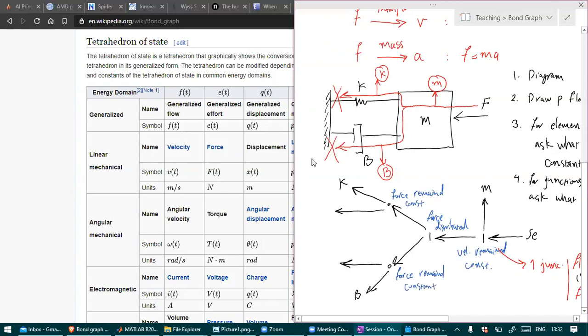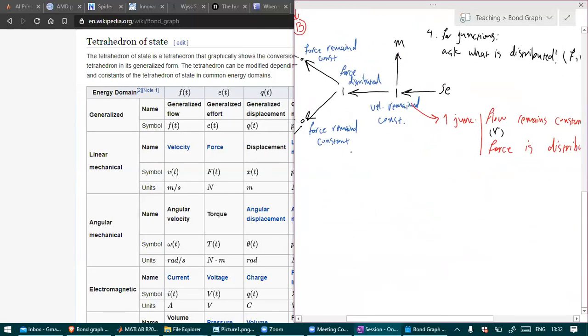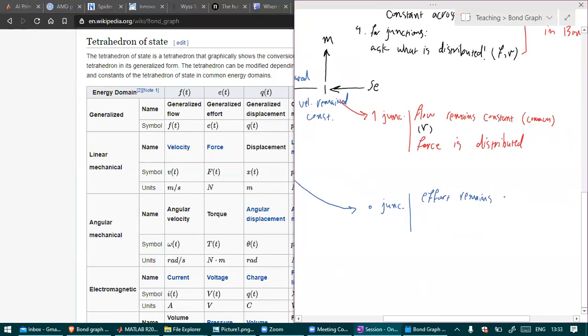Okay, and as I said, there is no place for the remaining part of the energy to flow past to the wall, so there's nothing there. Okay, and if I want to take a note, 0 junction, here effort remains constant or common.